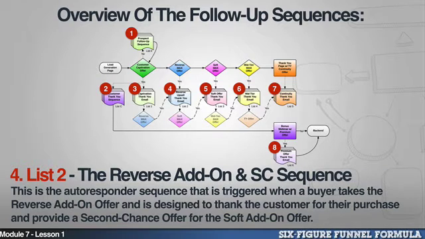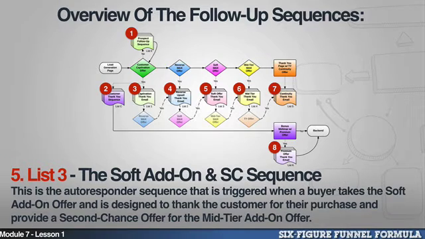Now, the reverse add-on and second chance sequence is very similar in that it gets triggered when somebody buys or takes advantage of the reverse add-on offer. It thanks them for that purchase, right? So it'll immediately send them a thank you email thanking them for that purchase and ultimately giving them access to that purchase. And then it's designed to give them 2 second chance opportunities to take advantage of the soft offer add-on. And the same thing with list number 3.